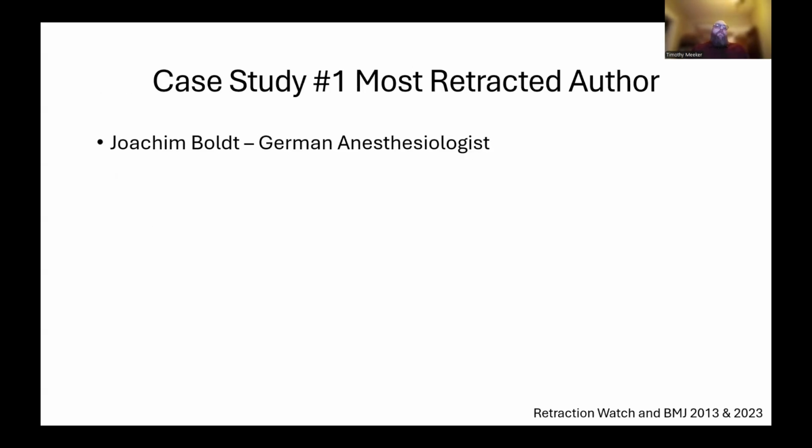So what I wanted to do is talk about three case studies of plagiarism. I'm going to start here with who Retraction Watch has called the most retracted author of all time. The man's name is Joachim Boldt, and he's a German anesthesiologist. He had more than 400, and still has more than 400, publications.